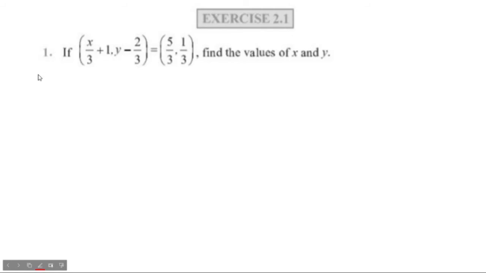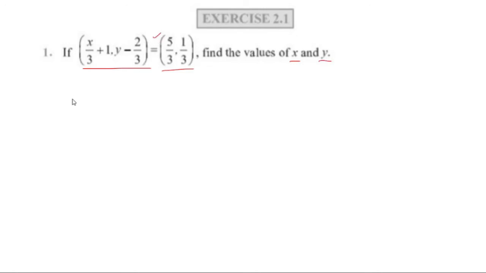In the first question, it is given that there are two ordered pairs. In the first case, the elements are x divided by 3 plus 1 and y minus 2 divided by 3, and the second ordered pair has elements 5 by 3 and 1 by 3. We have to find the value of x and y where these two ordered pairs are given as equal.